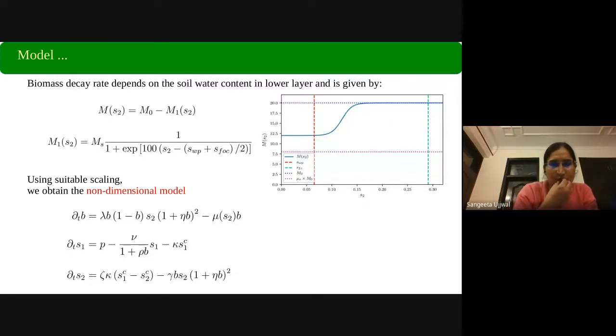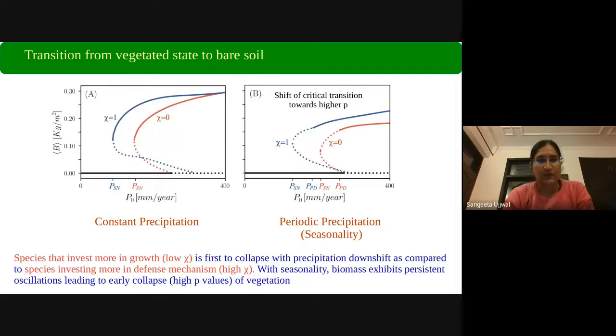I will not go into the details of this model. If you are interested, you can maybe look at the paper and then we can discuss. So this is the non-dimensional model. Now we have three variables. We have biomass. We have S1, that corresponds to the soil water content in the top layer of the soil, and S2, which represents the soil water content in the bottom layer, or the lower layer, of the soil.